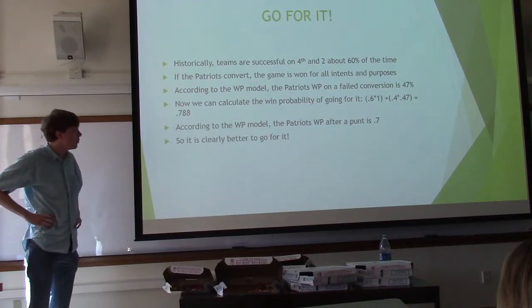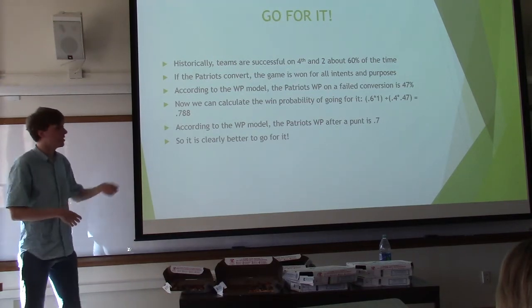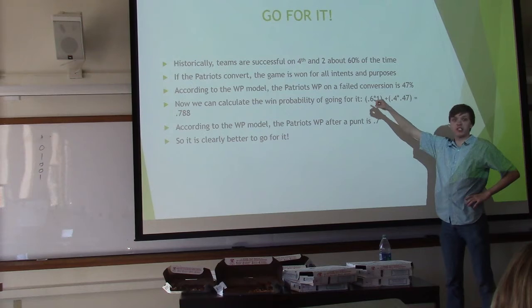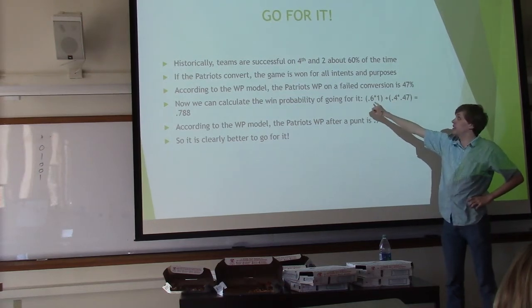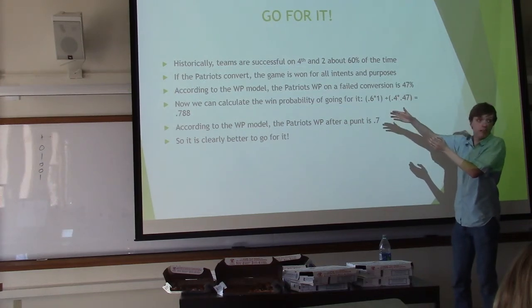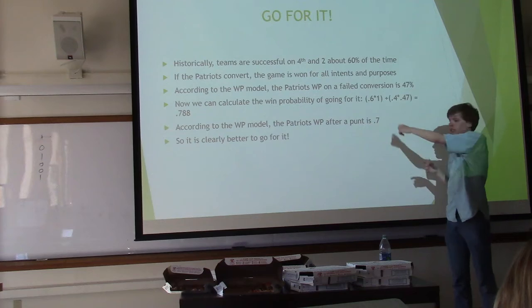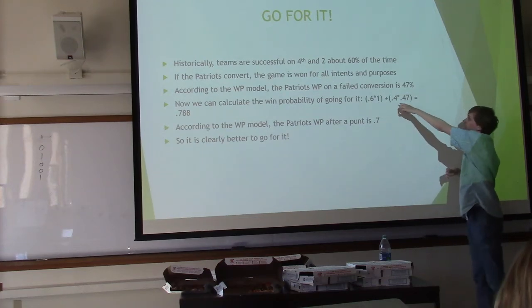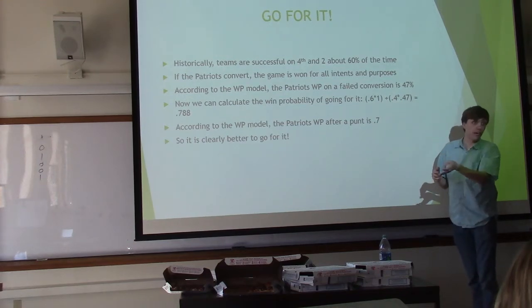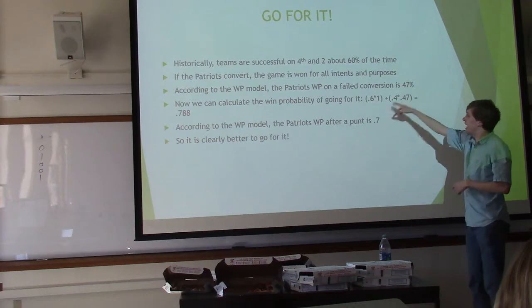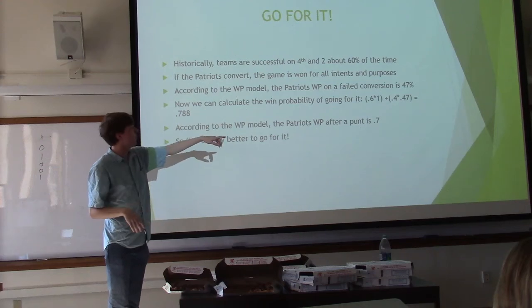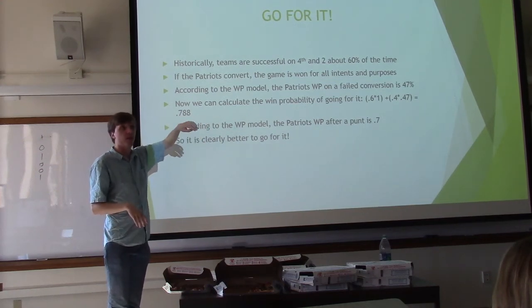We can now calculate the win probability of going for it, right? This is just an average. It's a weighted average. It's 60% times 1, because there's a 60% chance that we convert, so that gets a 1. And then we weight the 0.47 probability by 0.4, because there's a 40% chance that we fail to convert. So we add this up and we get 0.788. Now, according to the WP model, the Patriots' win percentage after a punt is only 0.7.